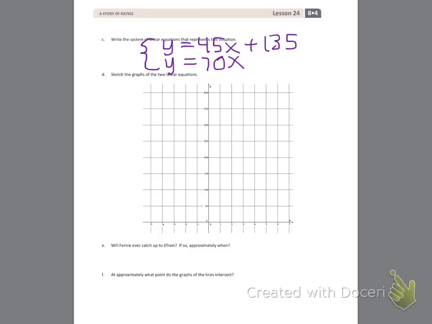Okay, so part C asks us to write the system of linear equations that represents the situation. So here it is. Don't forget to use the brackets. The brackets show that these equations have to be solved at the same time or simultaneously. So just put the brackets around a system of equations. We've got two equations here, and we're going to sketch the graph of these equations to help us figure out when Fernie is going to catch up.